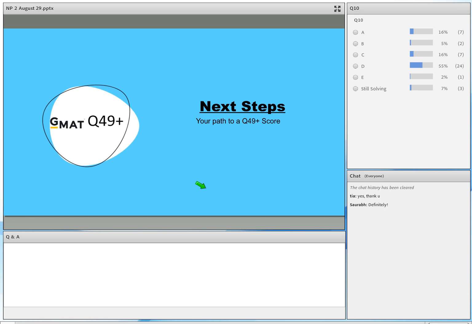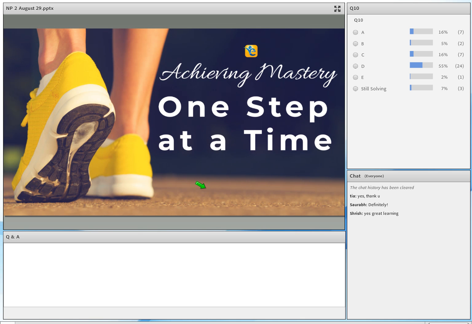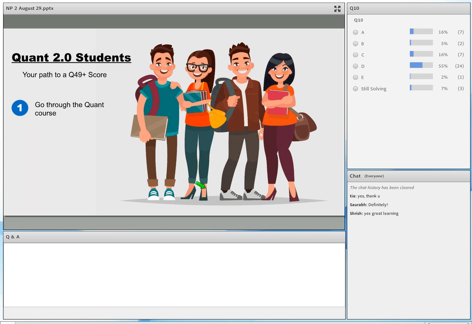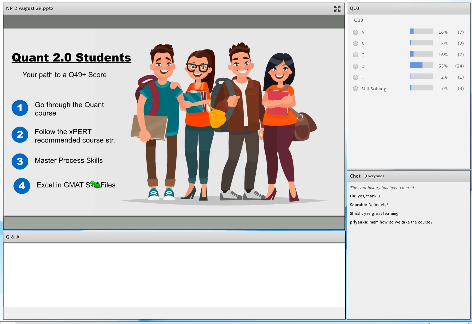So your next steps for everyone, everybody who's here to get to a Q49 plus, go one step at a time. If you're a Quant 2.0 student already at e-GMAT, go through the course. Do the course properly, follow the recommendations, follow the feedback, follow the structure, master your process skills, then your GMAT skill files, after, of course, doing the concept foundation.